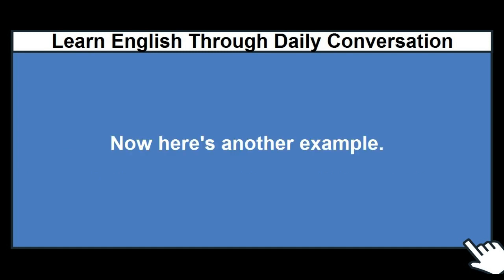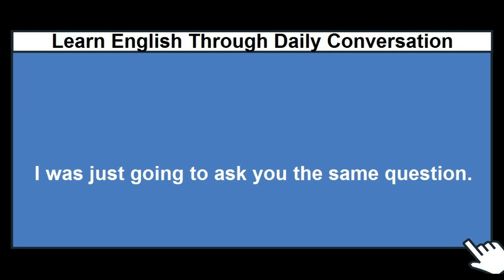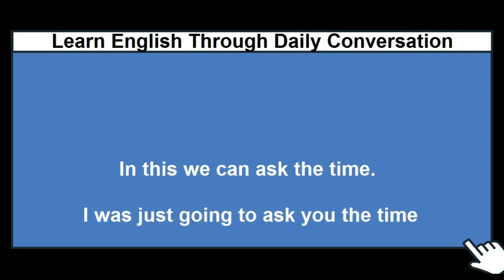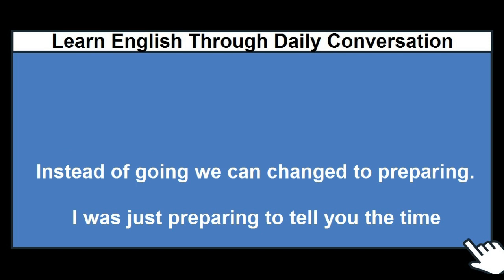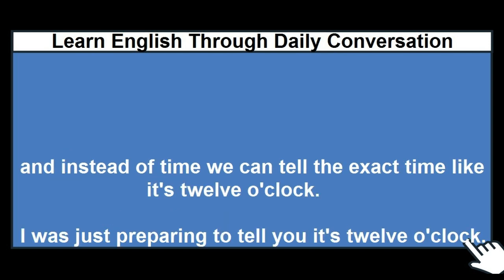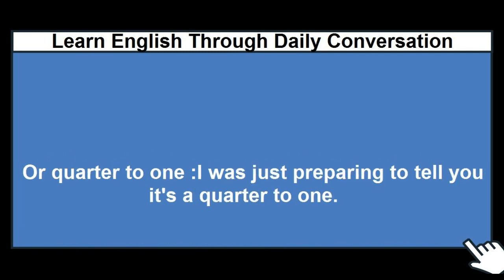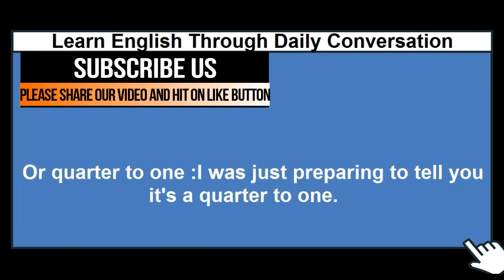Now here is another example. I was just going to ask you the same question. In this, we can ask the time. I was just going to ask you the time. Or we can change it to tell. I was just going to tell you the time. Instead of going, we can change it to preparing. I was just preparing to tell you the time. And instead of time, we can tell the exact time, like it's 12 o'clock. I was just preparing to tell you it's 12 o'clock. Or a quarter to one. I was just preparing to tell you it's a quarter to one.